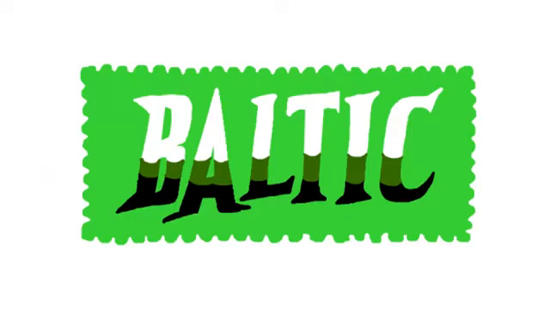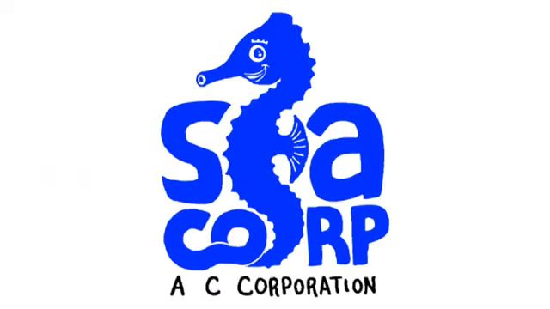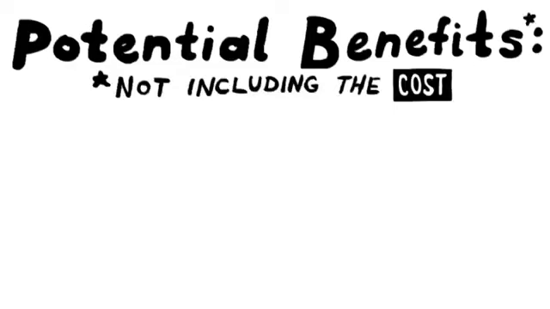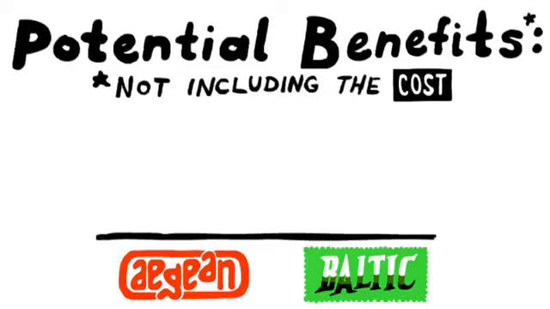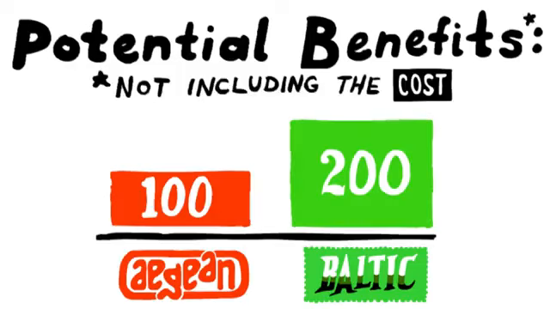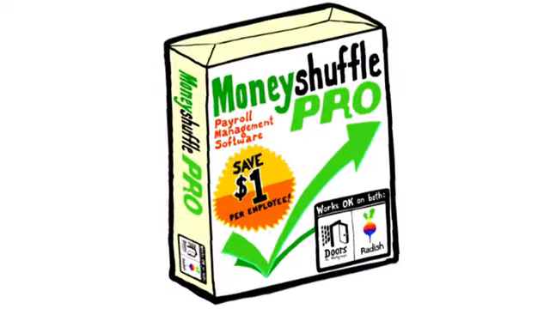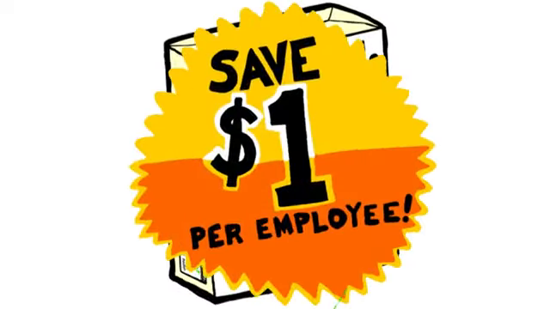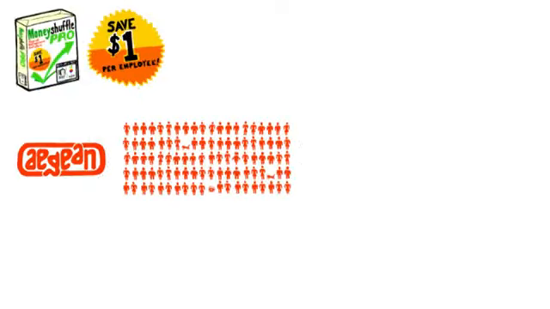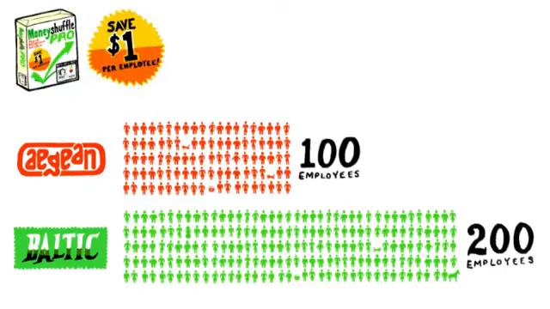Let's call the two partners Aegean and Baltic, and they're two divisions of a C Corp. The potential benefits, not including the cost of the project, that accrue to A and B are 100 and 200. For example, they might be implementing a new payroll software program, and that program saves $1 an employee. If Aegean has 100 employees and Baltic has 200, then the benefits from the program will be twice as much for B compared to A.